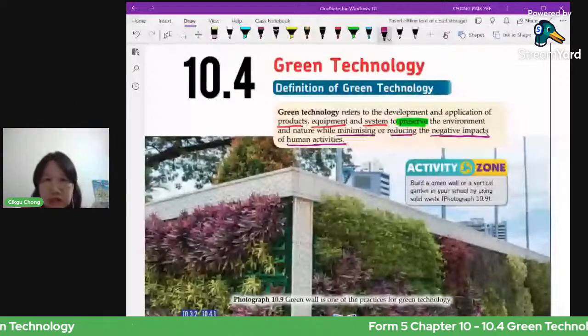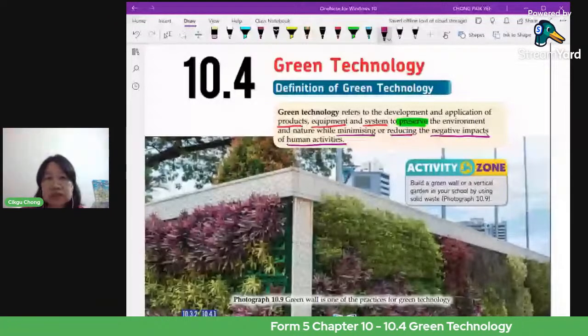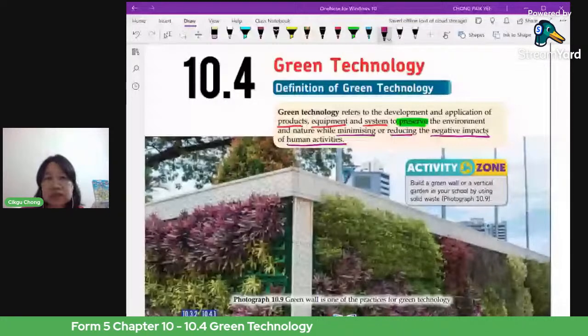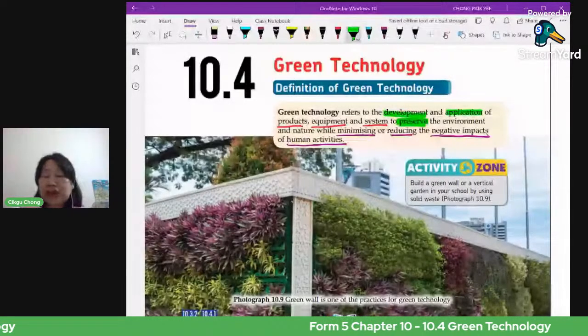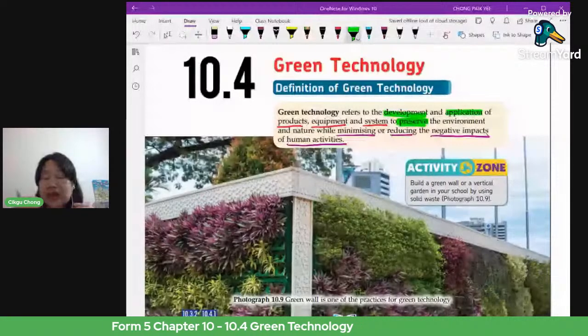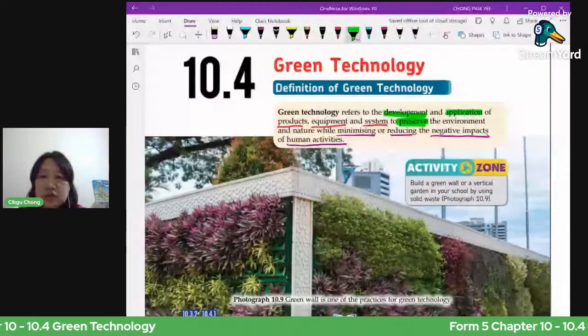Okay, so of course it is very wide. What you can do to preserve it is so much. So today we're going to look at some of the ways: what are the technologies that we have employed, or what are the criteria to be considered as green technology? What things do you consider green technology? So let's go on to this one. All right, let's go on to the notes here.